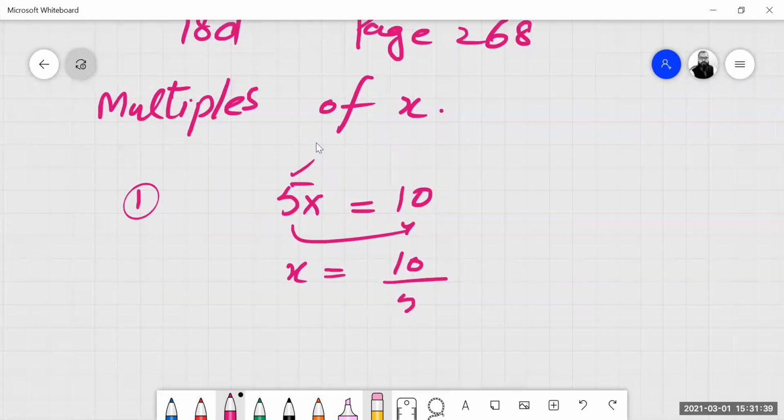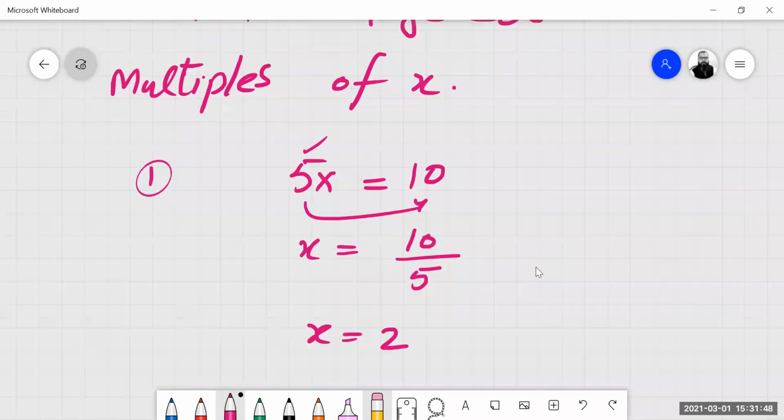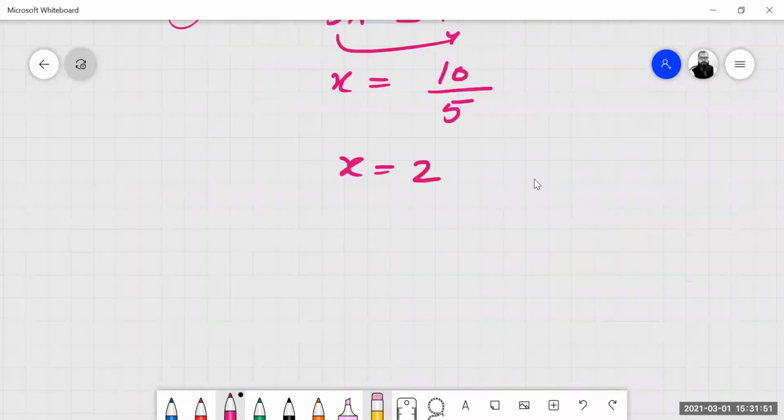10 over 5. So 10 over 5 equals 2. 10 divided by 5 equals 2. Simple like this, all questions. Yes, Mr. So easy.